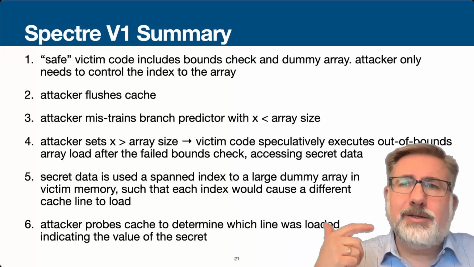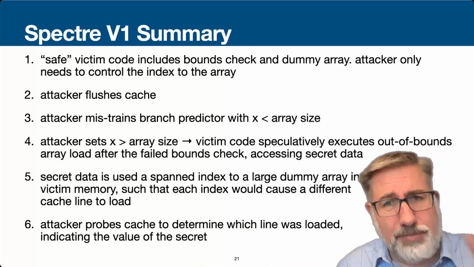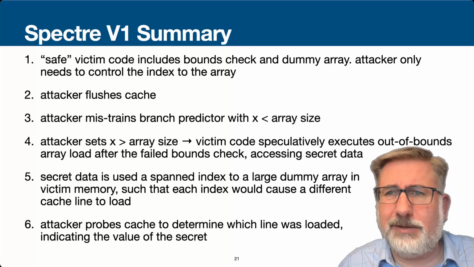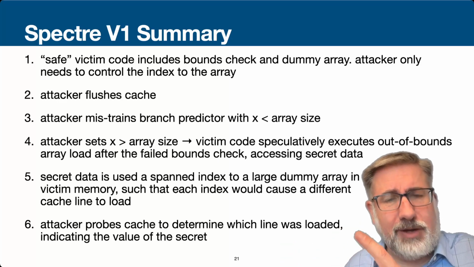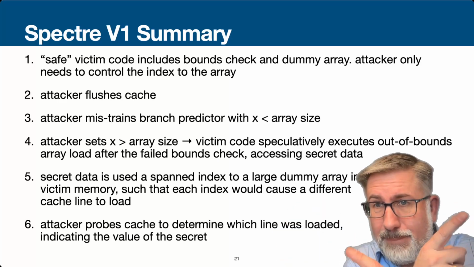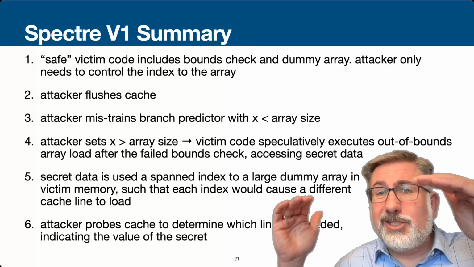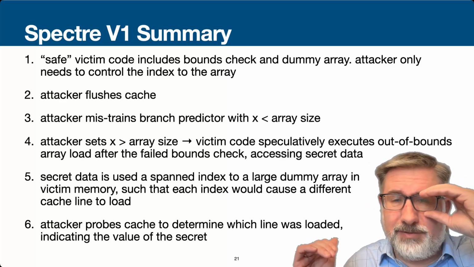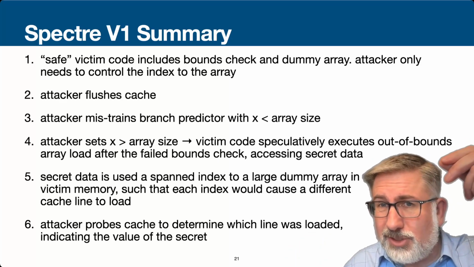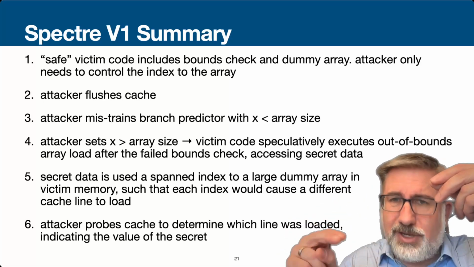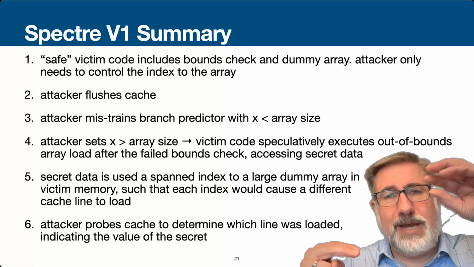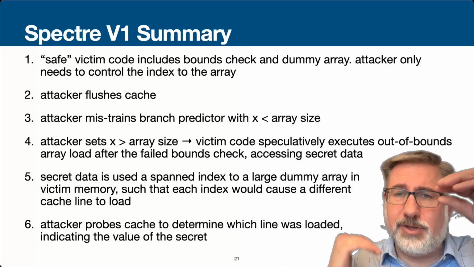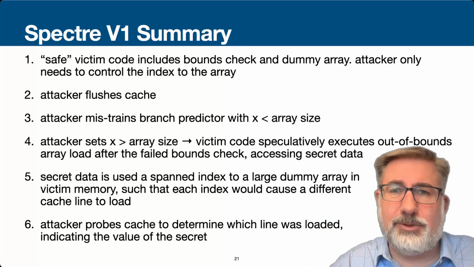Then I flush the cache, first of all. Then I mistrain the branch predictor to expect that x is always going to be less than the array size, or most of the time. Then I set x to the offset from the dummy array to the secret I want to steal. That failed bounds check starts to execute because we haven't resolved it yet. This is the key point of this speculative execution attack: until we resolve that failed bounds check, we're going to start to execute the next instructions. Once the bounds check resolves, the machine is going to say, oh, I made a mistake, and it's going to walk all this back and start to do the next thing. But in the meantime, we will have already been able to steal the secret.